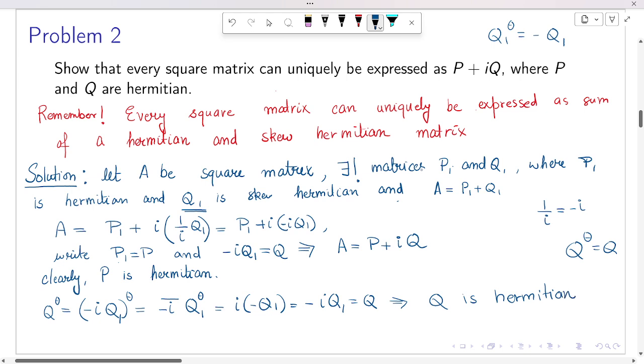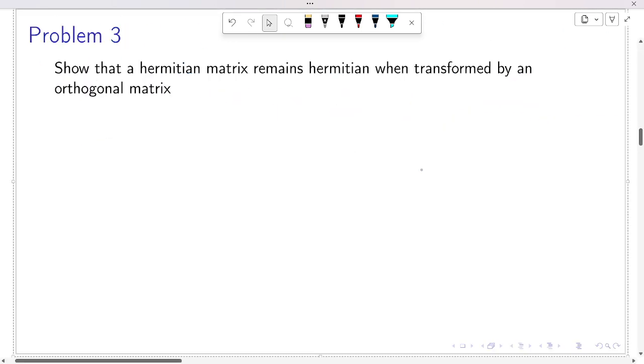And this expression is unique, as the expression of A as sum of a Hermitian and skew Hermitian matrix is unique, because otherwise there will be two expressions as sum of Hermitian and skew Hermitian matrix. Let us move to the problem number 3.